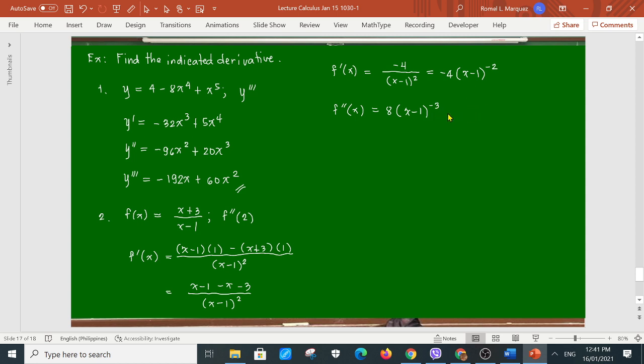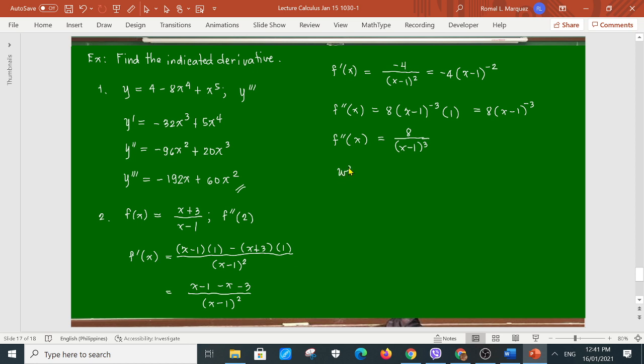So this is now the derivative of the inside, 1. So still 8 times x minus 1 raised to negative 3. It so happens that the derivative of the inside is 1. So that's now the second derivative. Or if you want, you can write the second derivative as 8 over x minus 1 raised to 3. Is that correct, children?